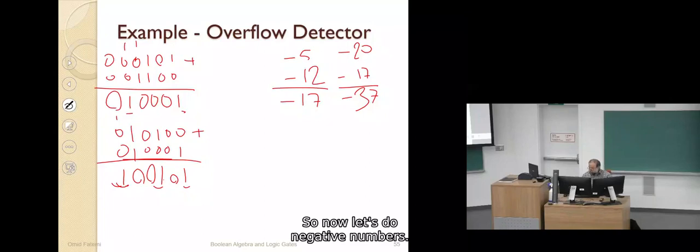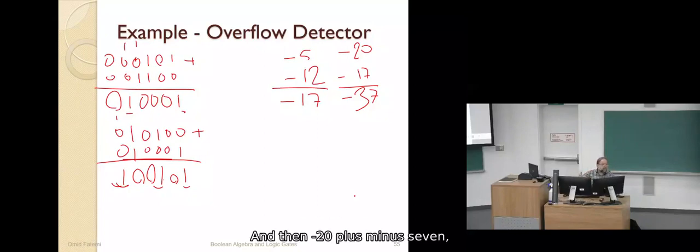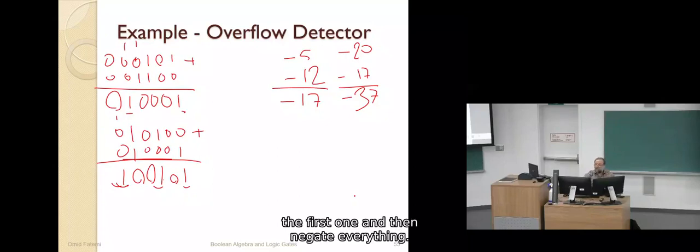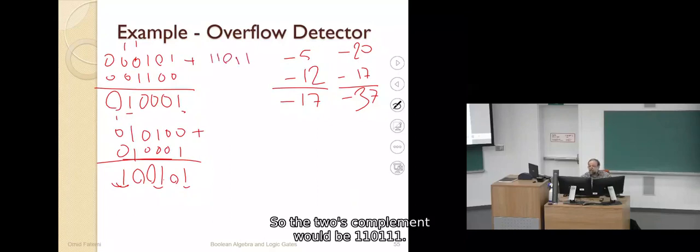So now let's do negative numbers. As an example, we calculate minus 5 plus minus 12 as the first example, and then minus 20 plus minus 70. So minus 5 plus minus 12. Minus 5 would be, we have to 2's complement it. So this was 5. So the 2's complement of that, from the right, come to the first one, and then negate everything. So the 2's complement would be 1, 1, 0, 1, 1, 1. This is minus 5. Okay?